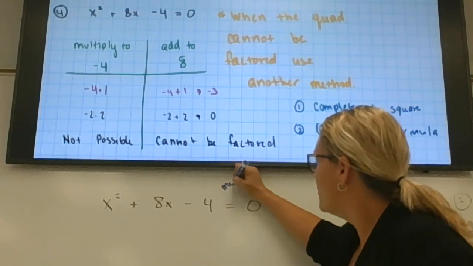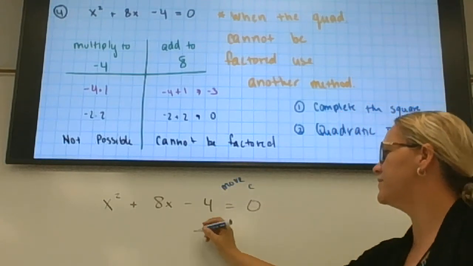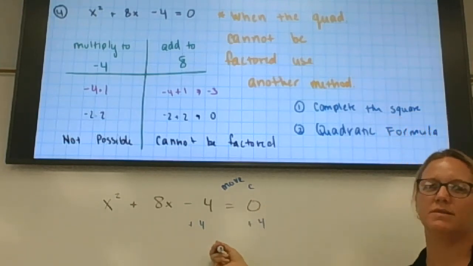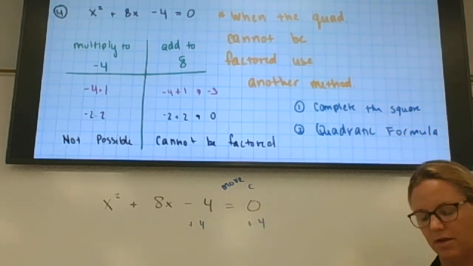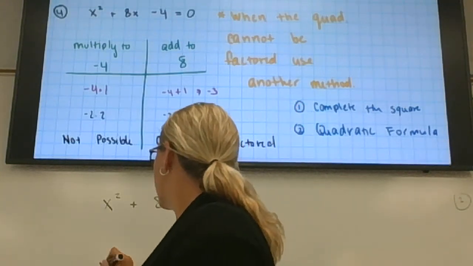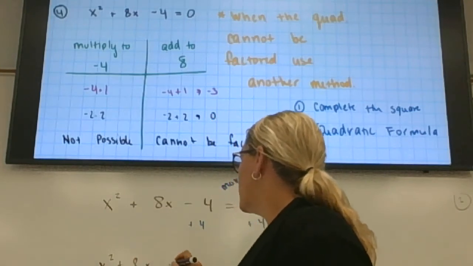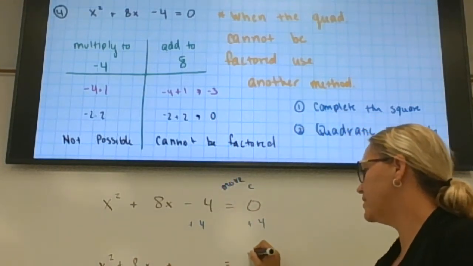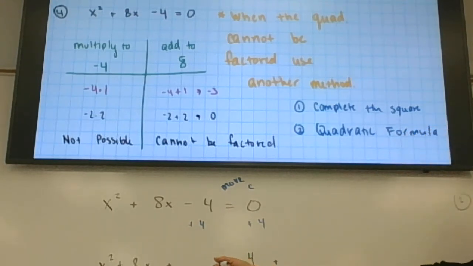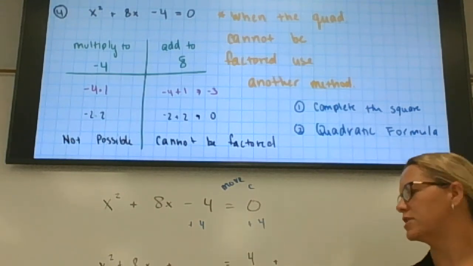I'm going to move c as my first step. So I'm going to get this number out of here. I couldn't find numbers that multiply to this and add to this, so I'm going to move it to the other side. I'm going to leave a blank space in here for a better number, a number that does work. The number that works has to be a very specific number, right? There's actually a formula for it.